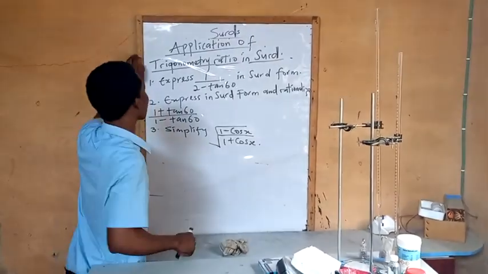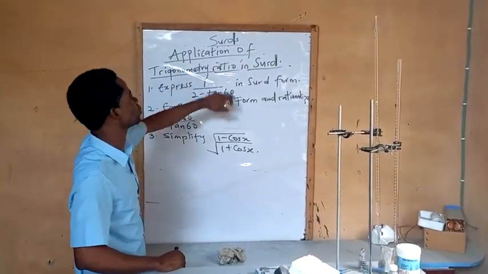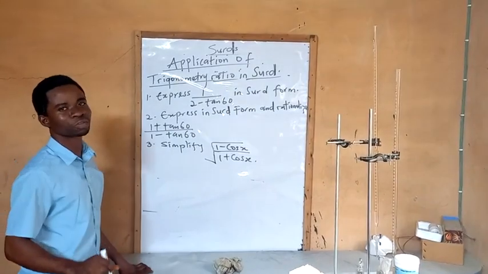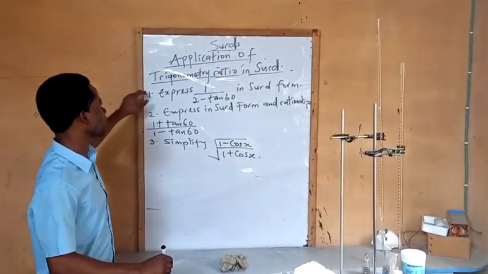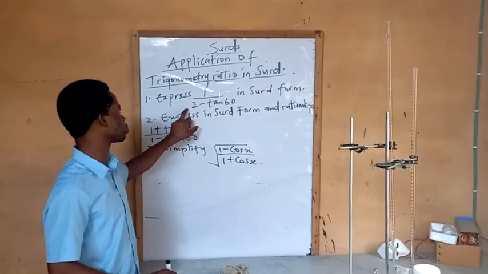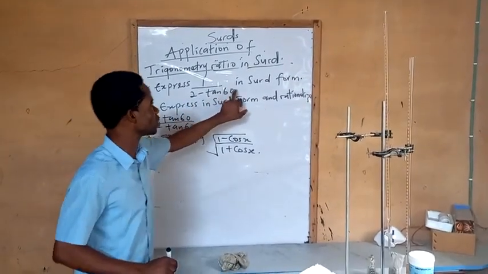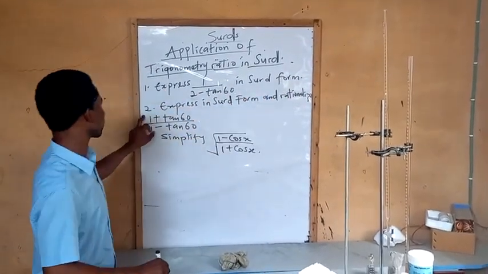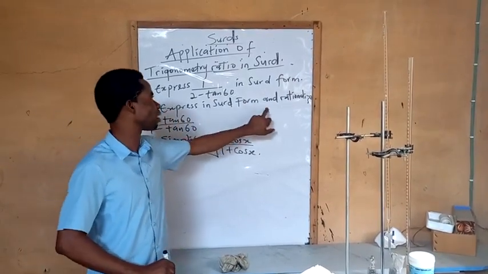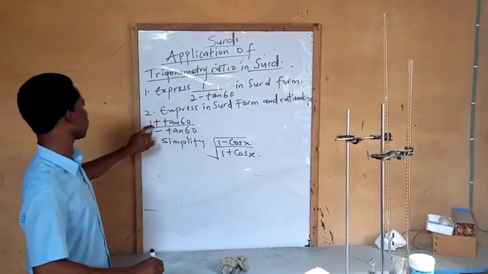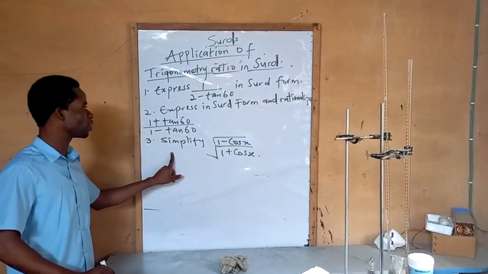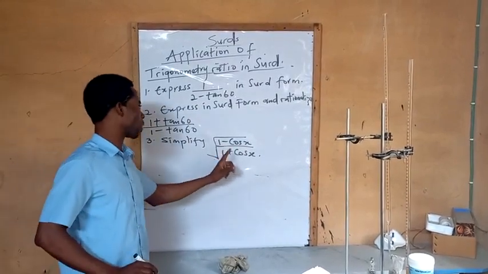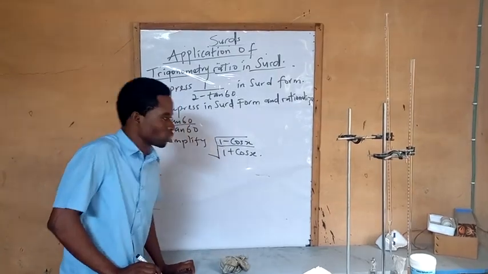Okay, this is application of trigonometry ratio in surd. Now, if you look at number one, it says express 1 all over 2 minus tan 60 in surd form. Number two says express in surd form and rationalize 1 plus tan 60 all over 1 minus tan 60. Number three says simplify the root of 1 minus cos x all over 1 plus cos x.